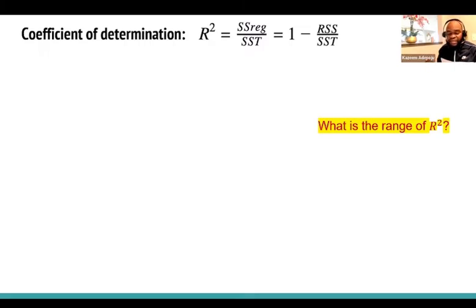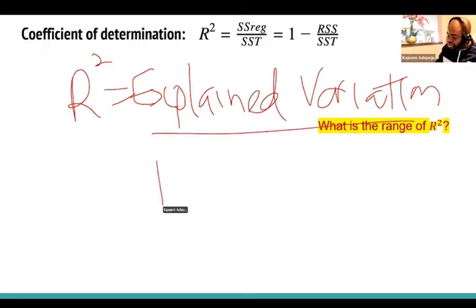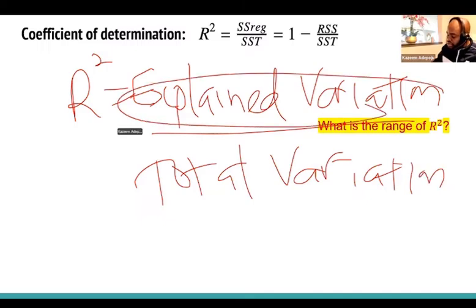You remember the other time when I said one way to validate a linear regression model is to investigate how much variation in the response the model was able to explain. Because of that, the coefficient of determination is just the ratio of the explained variation to the total variation. Mathematically, explained variation symbolically is SS regression, and the total variation is SS total.